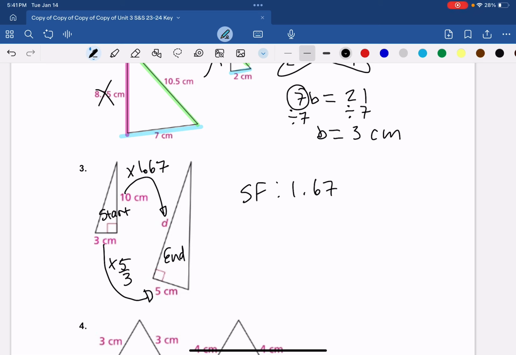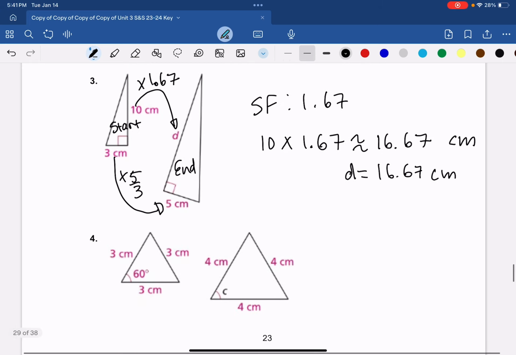All right. When you do that, you should get about, let's see, 10 times 1.67 is about 16.67 centimeters. That's your D. 16.67 centimeters.